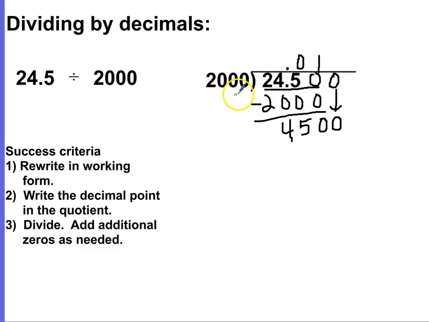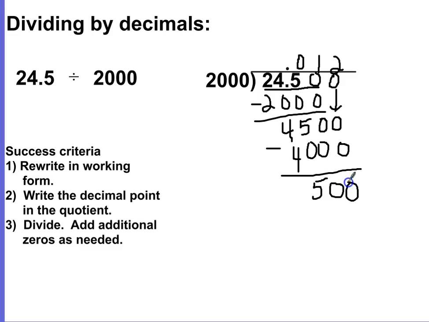Okay, so I'm going to continue dividing by 2,000. 2,000 is going to go into 4,500 two times. Multiply back 4,000. I'm going to subtract, and I have 500. 500 is less than 2,000. I'm going to add another zero. I'm going to bring that zero down.